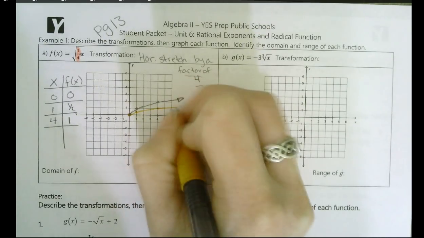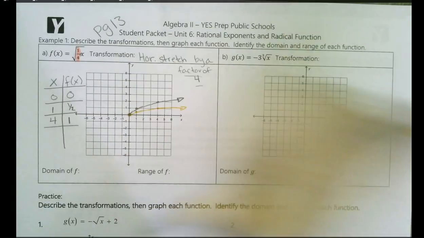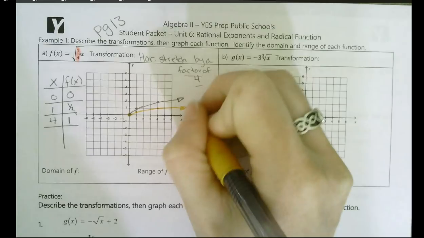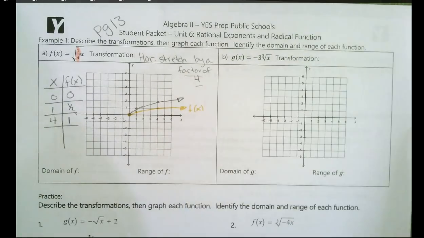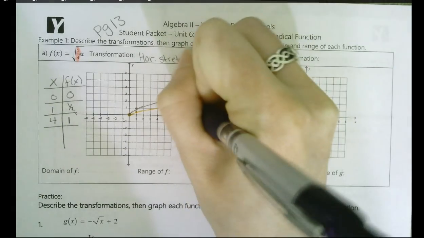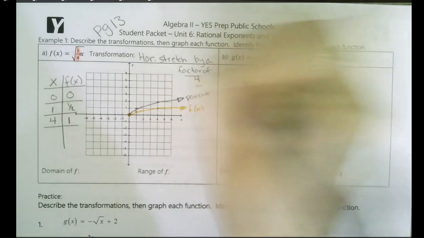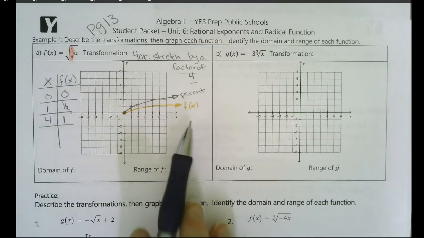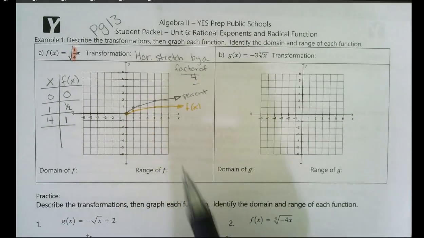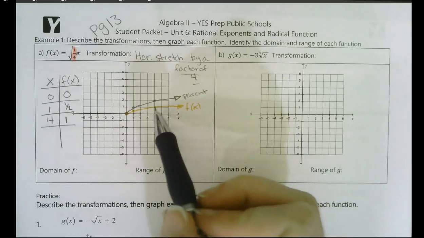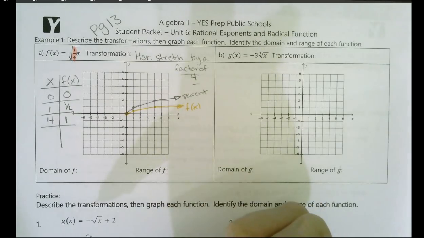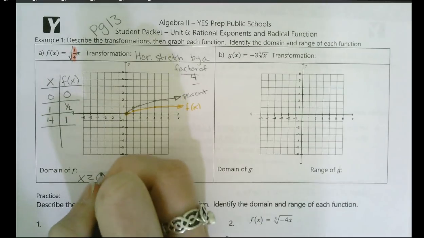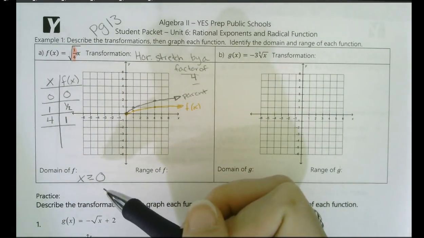So our graph has been stretched out this way. We pulled it out to the right. So this is our f of x, and in pencil we had our parent function. Now, if we think about our domain, we didn't shift it left and right at all. So our domain didn't change compared to our parent function. And we said the domain of our parent function was x greater than or equal to 0.